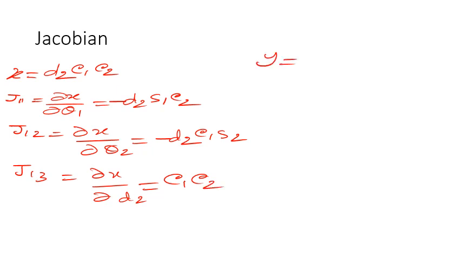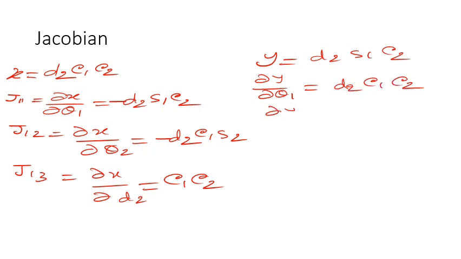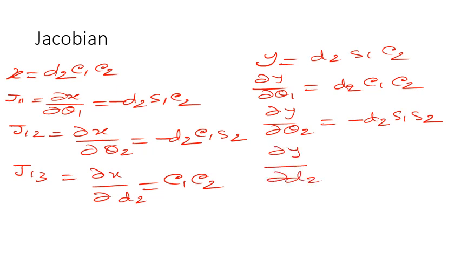Similarly, y equals d2s1c2. So del y by del theta 1 is d2c1c2, del y by del theta 2 is minus d2s1s2, and del y by del d2 is s1c2.